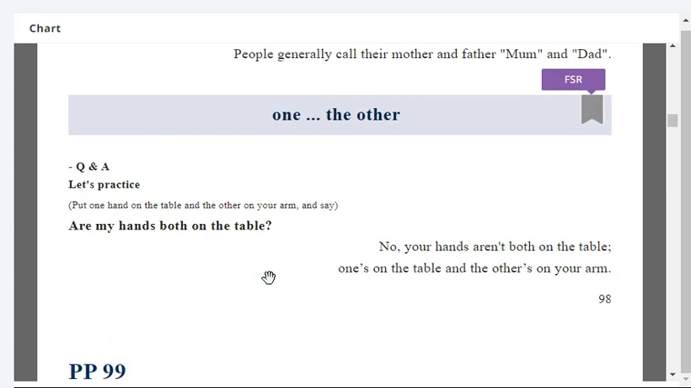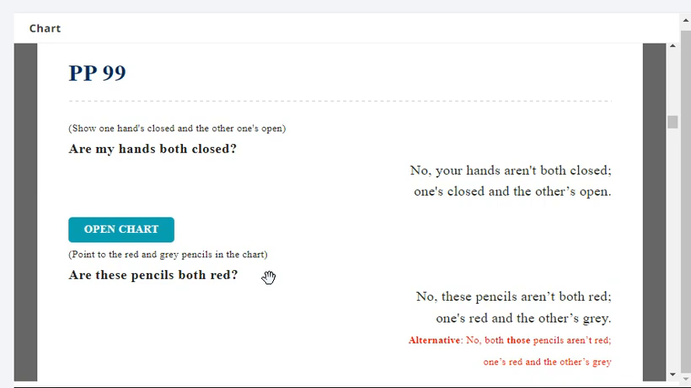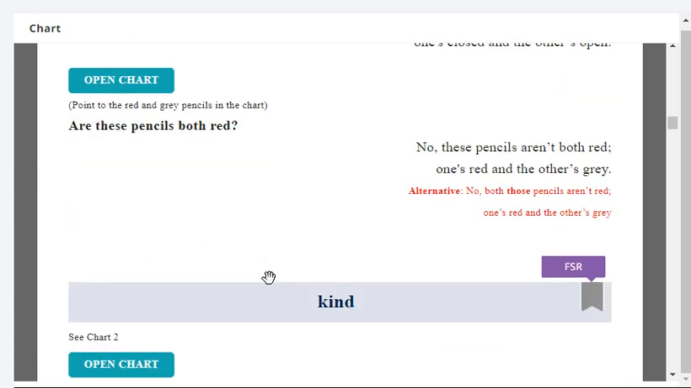Very good. Okay. Are my hands both on the table? No, your hands aren't both on the table. One's on the table and the other's on your arm. Very good. Are my hands both closed? No, your hands aren't both closed. One's closed and the other's open. Very good.